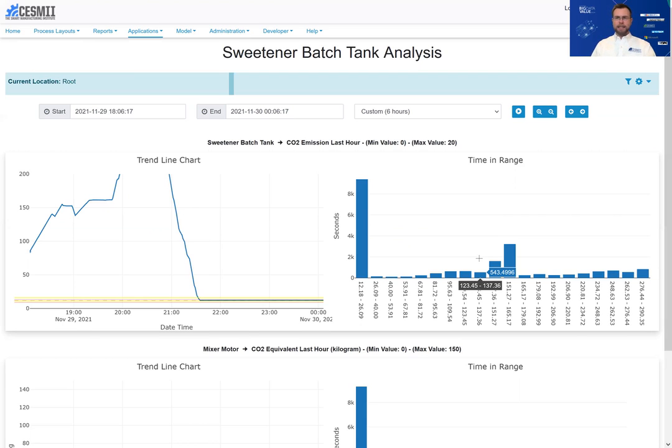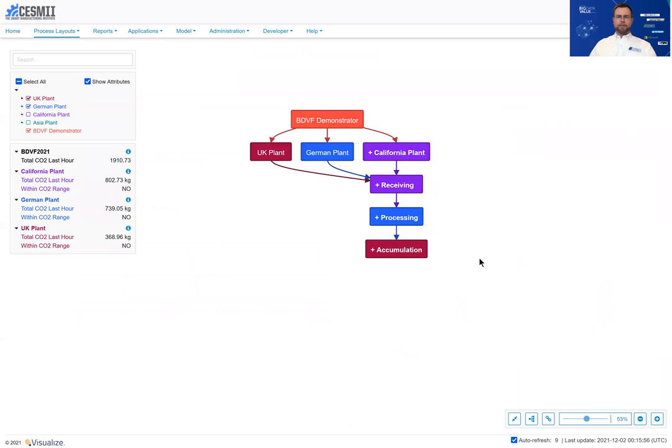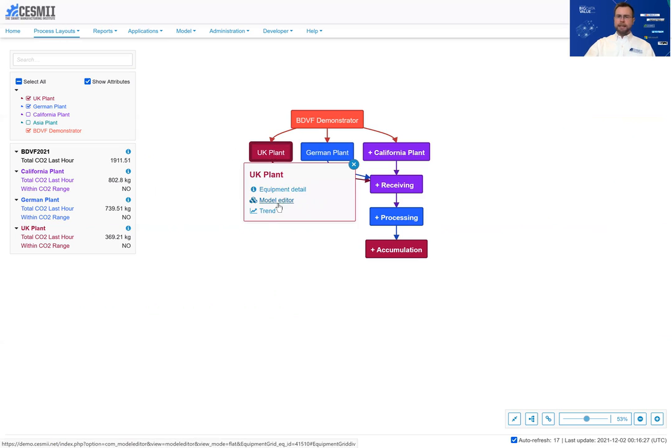So if we zoom out one more level, I can see that the California plant is part of an enterprise that has plants in different locations around the world, all of which have standardized on this common information model for CO2 reporting. And that allows me to compare my California plant's output with my German plant or my UK plant. And from there, drill into the details on those facilities as well.